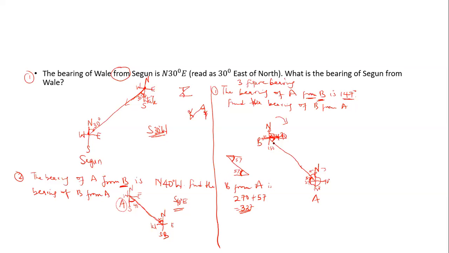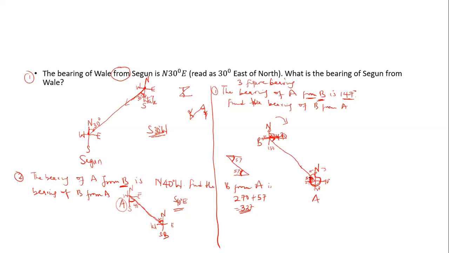Once again, the bearing of B from A: you come from the north of A, and you measure it in a clockwise manner up to the line that is going to B. When you measure the angle, this is 90, we know that. This is 180, it's obvious. This is 270. But we are not sure of the remaining one here.